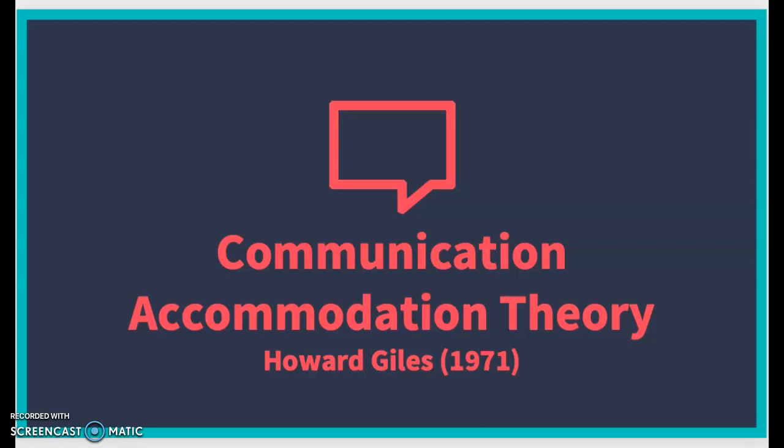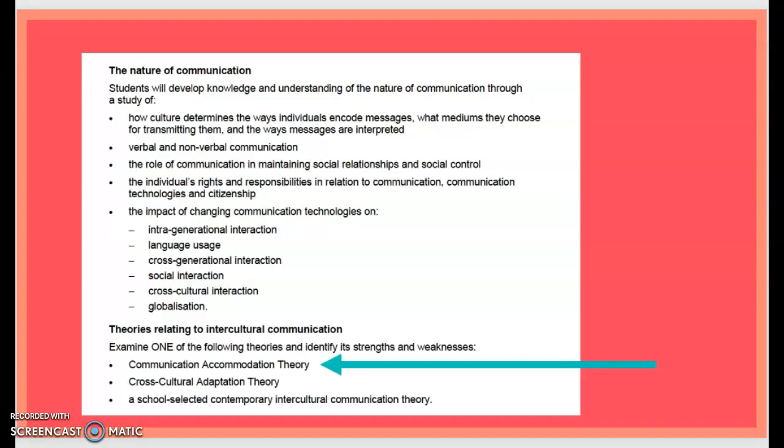Just to give you an idea of where this fits in the syllabus, here's our syllabus. So, nature of communication is what we're doing. We've done all these dot points, including all these dashes over the last few lessons, and we're up to this point here. Theories relating to intercultural communication. We have to choose one theory, and we're going to do this first one here, communication accommodation theory, so that's the heading you need to have in your books for today.